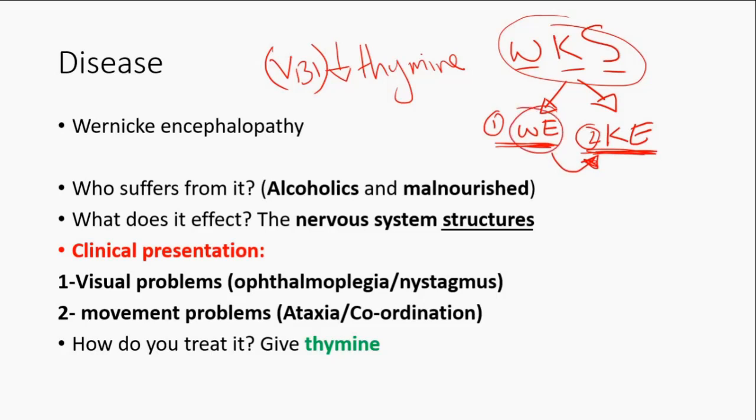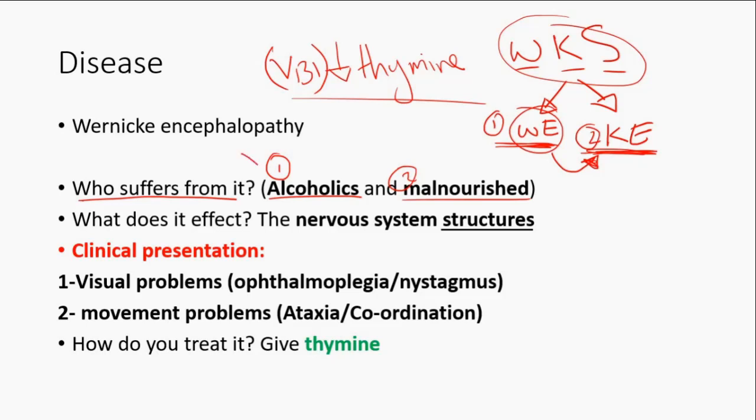Okay, so the question is, who suffers from this condition? That's really important to understand. And the answer is, number one, alcoholics, and number two, malnourished people. So why is that? Well, alcoholics, if you remember from biochemistry, when you want to metabolize alcohol, when you want to break it down, you're going to use up a lot of thiamine. So alcoholics will have a tendency to have a decreased thiamine. Also, malnourished people, they will have a decrease in thiamine because their diet is insufficient. They're not getting enough thiamine from their diet.